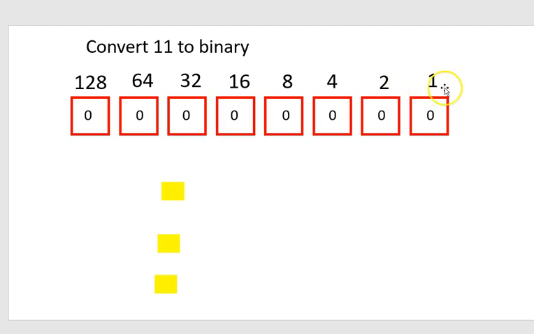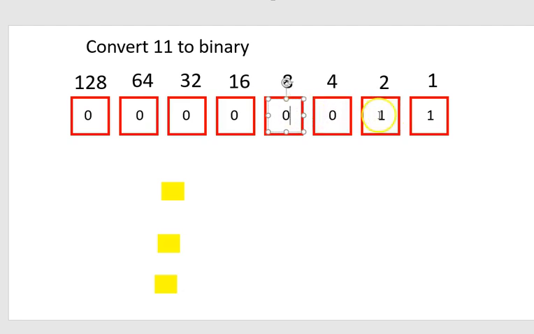Now, 11. Basically, what is the largest number within these groups of numbers that we can take away from 11? 16 is too big, 8 is small enough. So we'll take 8 away from 11, which means that we have one group of 8. What have I got left over? 8, counting on my fingers, 9, 10, 11. I've got 3 left over. I don't have enough to make a group of 4. I do have enough to make a group of 2. And I have 1 over, so that gives me a group of 1. So the binary code for 11 is 00001011.